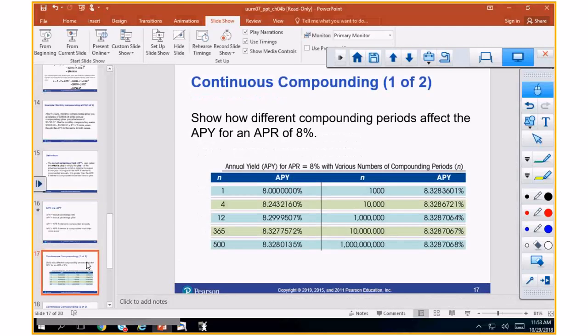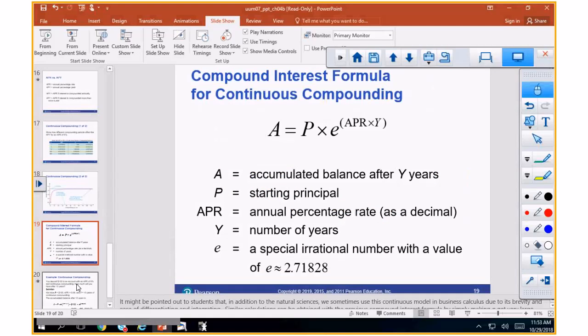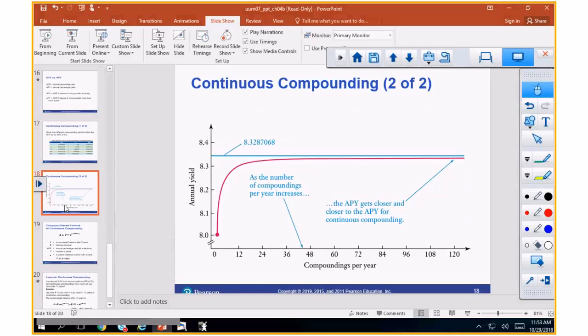Now they give you a formula. They don't give you, they just give you, okay. That's not the question I'm thinking about. Okay, let's go on to this.